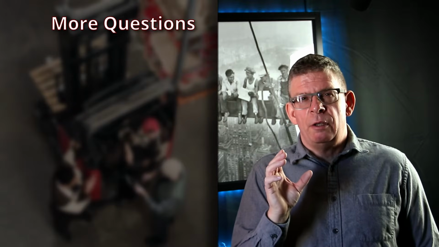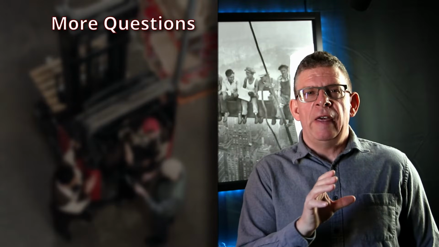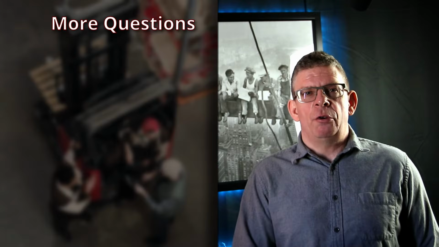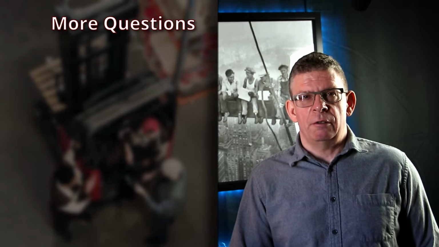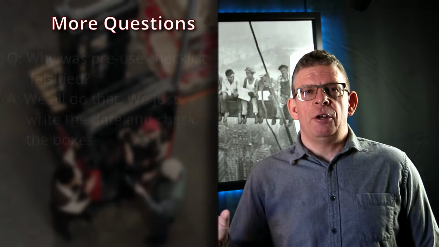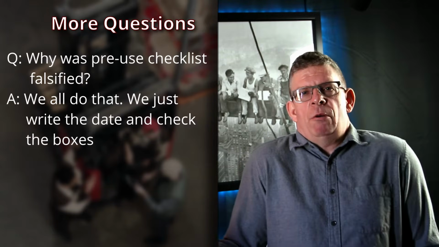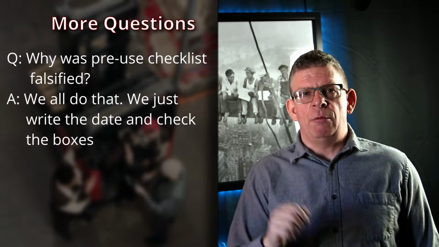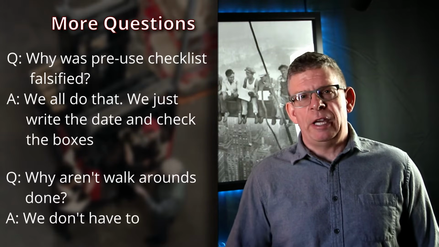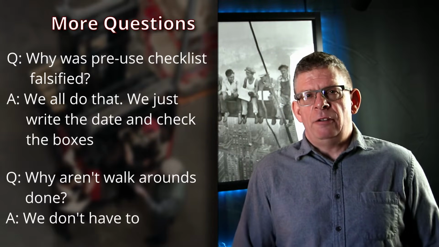Okay, so when I looked at the pre-use stuff and the pre-use checklists, I noticed that this showed that the scales were working. Why did you complete your pre-use checklist to show the scales were working? Well, we always do that. All we do is we just write the date and check all the boxes. Yes, nobody cares, nobody examines them, and nobody reviews them.